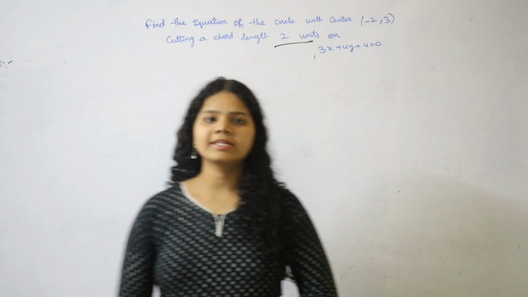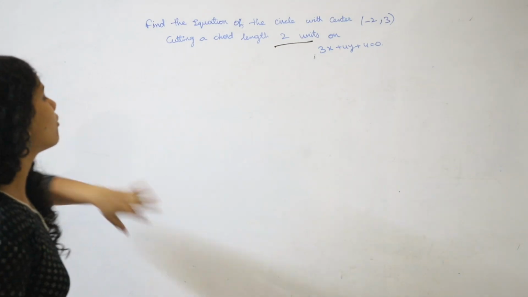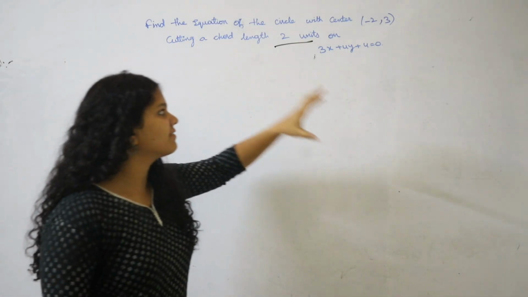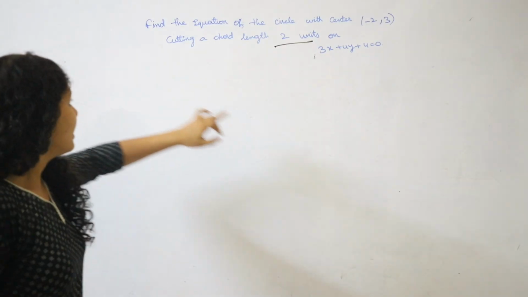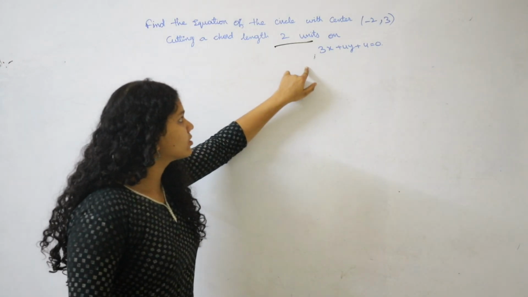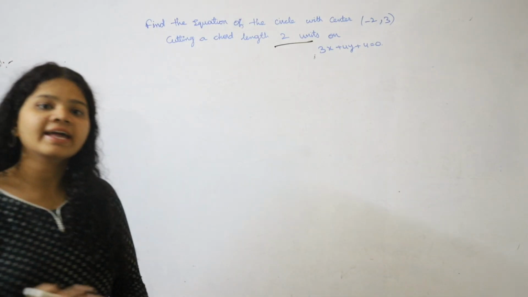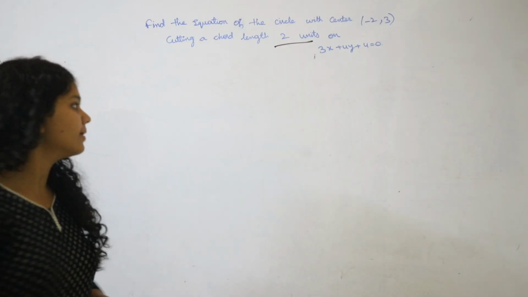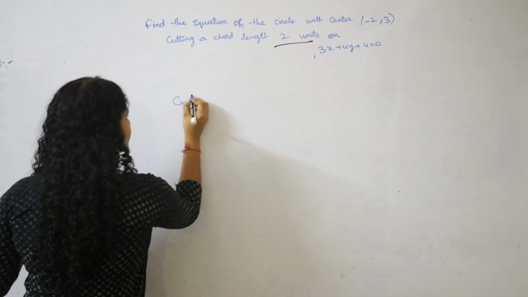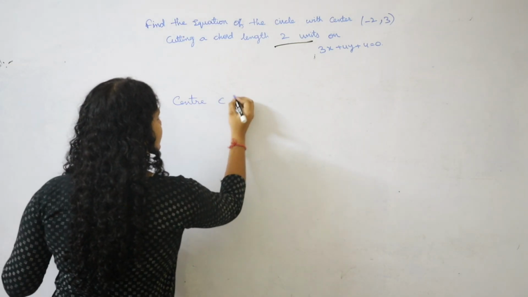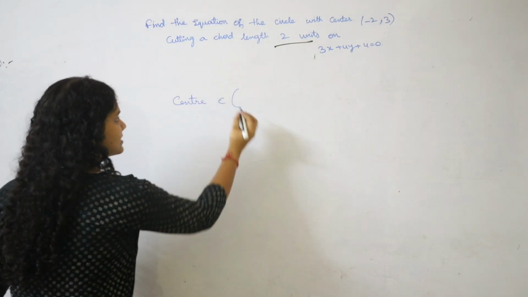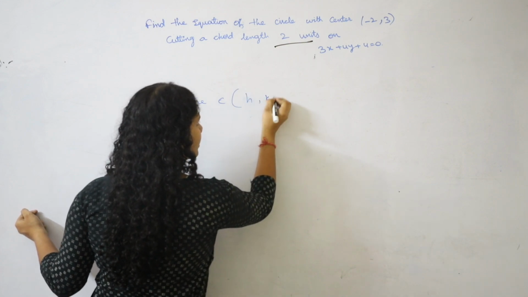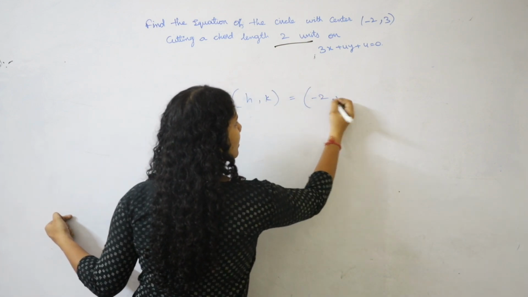Guys, in this video let's deal with this question from 2B of maths: find the equation of circle with center -2, 3, cutting a chord length of 2 units on the given equation. So they have given the center of the circle, which is -2, 3. Let us write down what is the center of the circle. Let's consider the center as h, k, which is nothing but -2, 3.